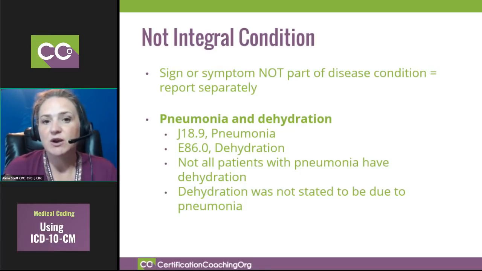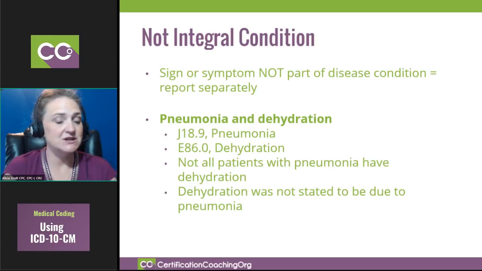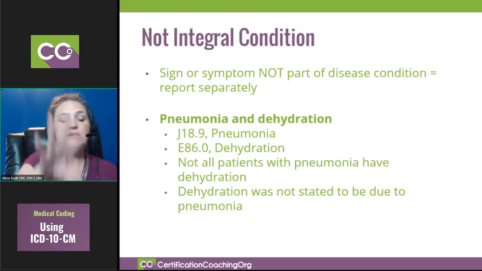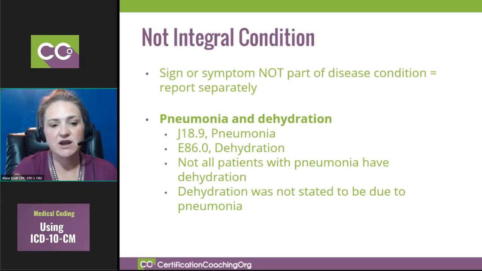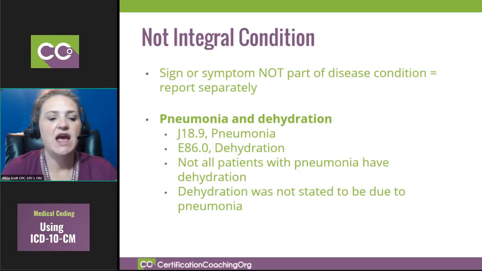J18.9, pneumonia. Why do we know about that .9? That means it's unspecified. There's more than one type of pneumonia. So go look up J18 and you'll see a whole list of different types of pneumonia. But even though it doesn't say unspecified here, J18.9 is just plain old pneumonia, no other information. And then dehydration is E86.0.